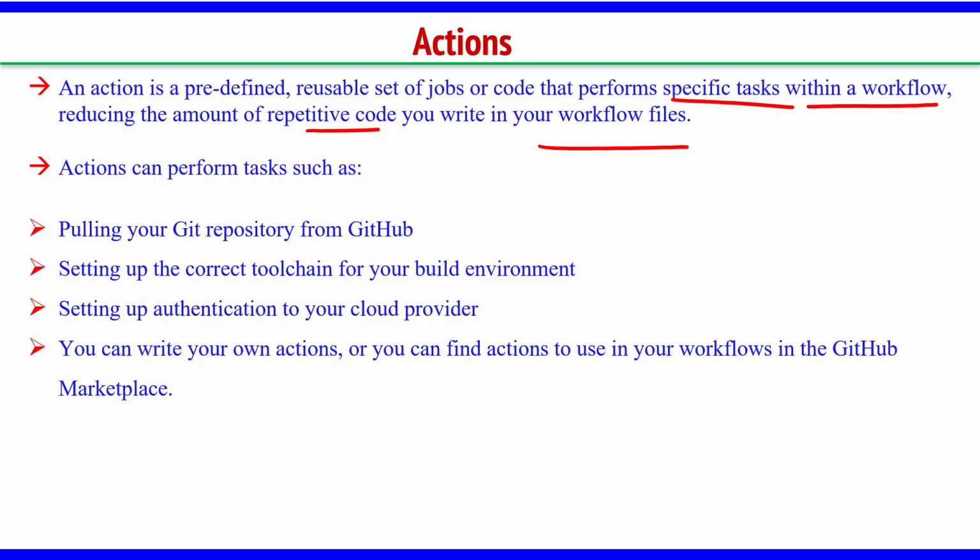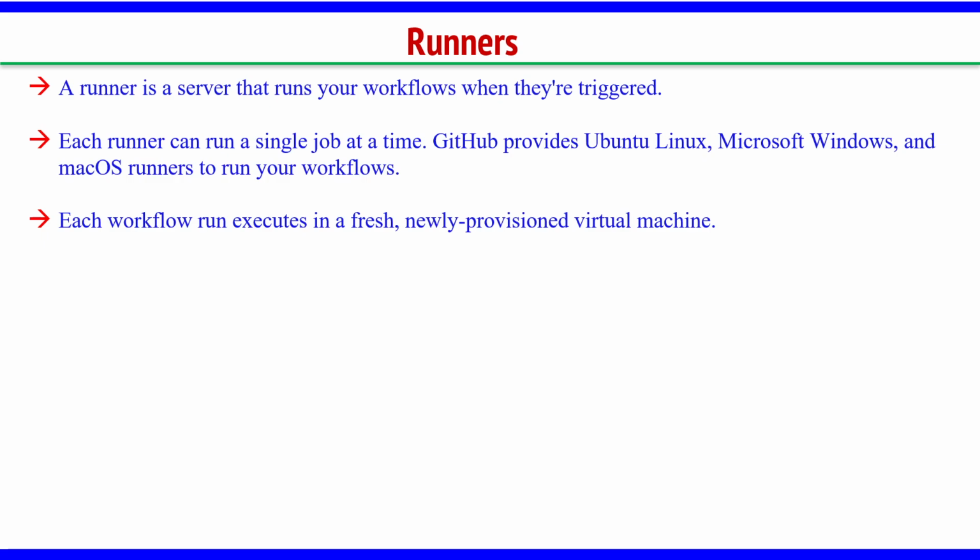Some actions can perform tasks such as pulling your Git repository from GitHub. This is an action. Setting up the correct tool chain for your build environment. Setting up authentication for your cloud provider, right? Like this, there could be n number of actions. Either you will execute some script or you will perform some action, right? So this is another component that we have.